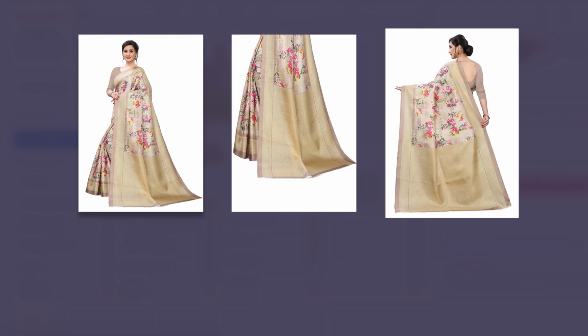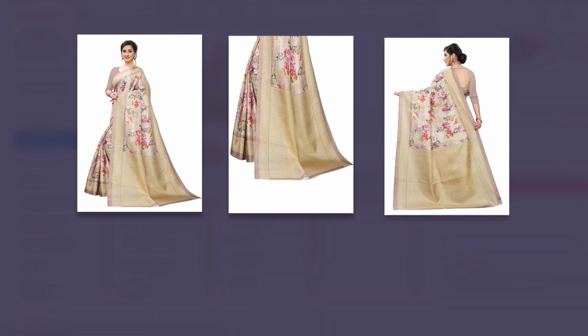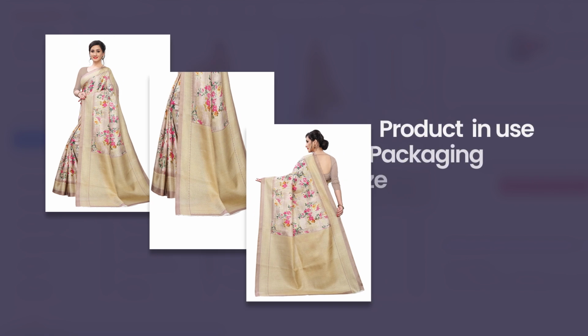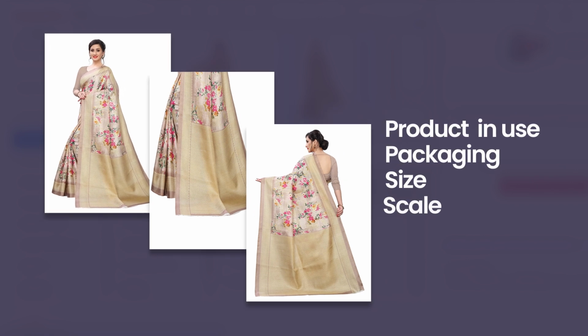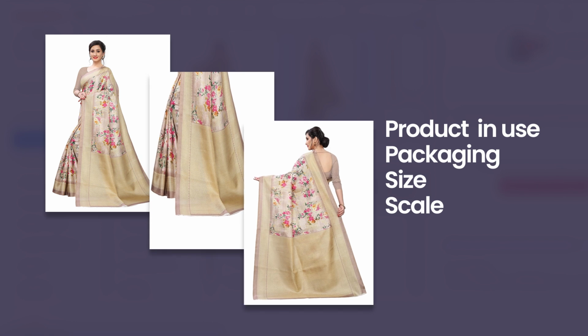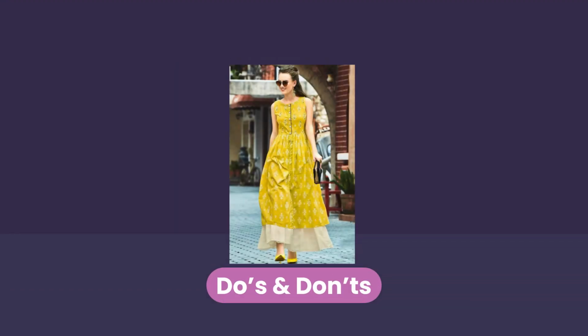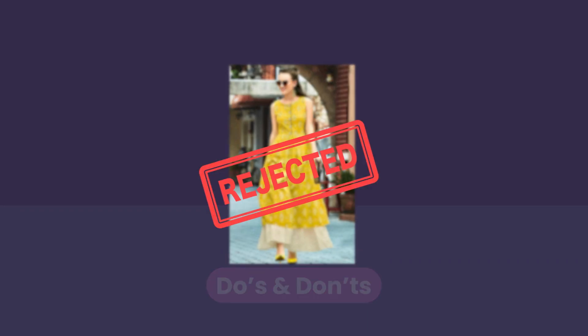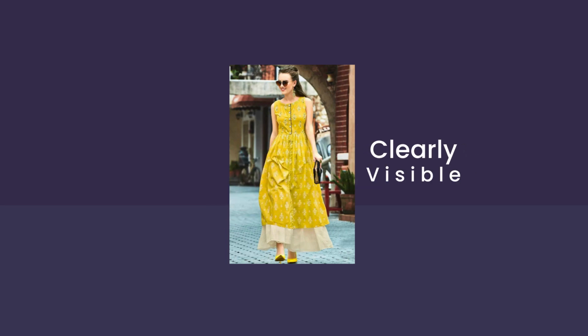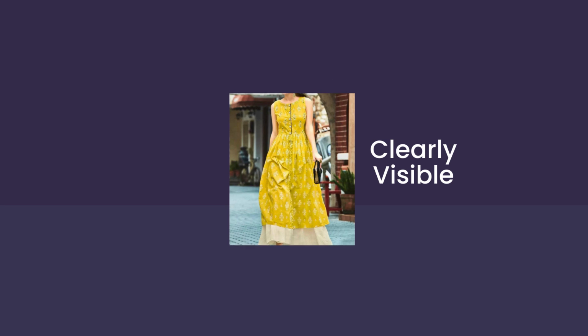Additional or secondary images. Click pictures of your product from different angles, product in use, product packaging, size and scale of the product, etc. Use this to highlight the distinguishing features of your product. Some do's and don'ts. Avoid blurred images. Avoid images with watermark or text. Make sure that the main image shows the front of the product clearly. Avoid cropped or partial images.